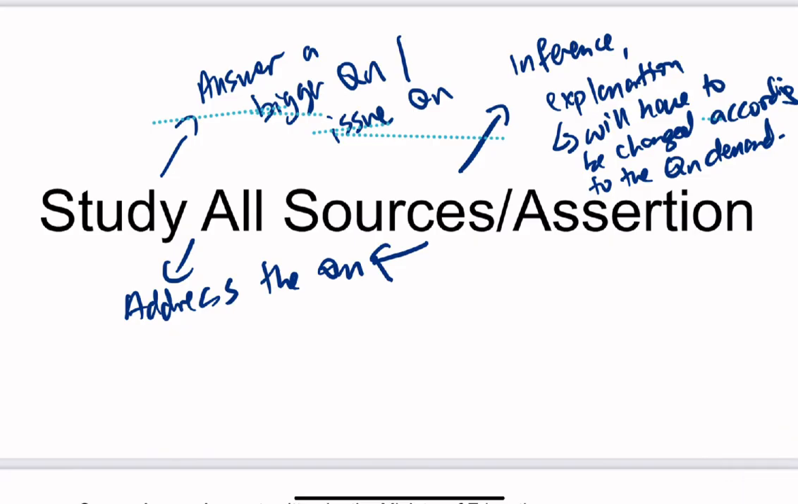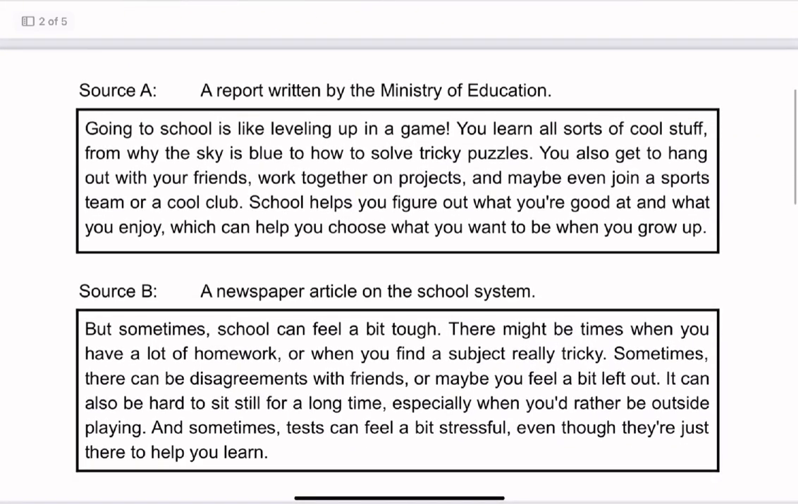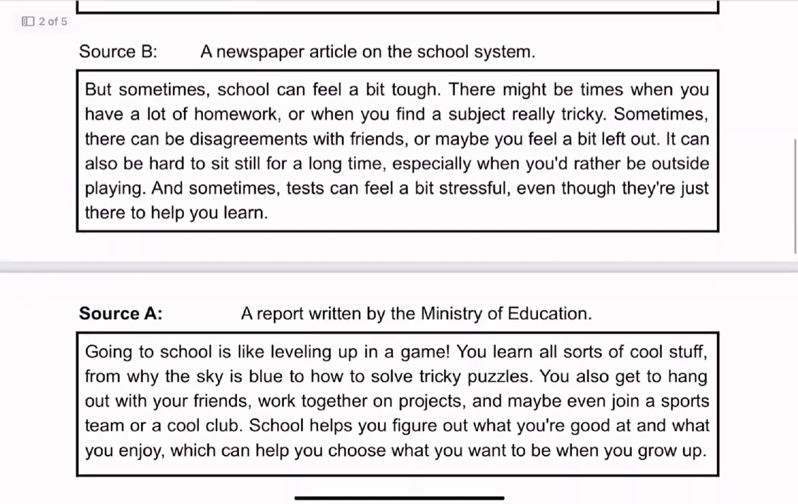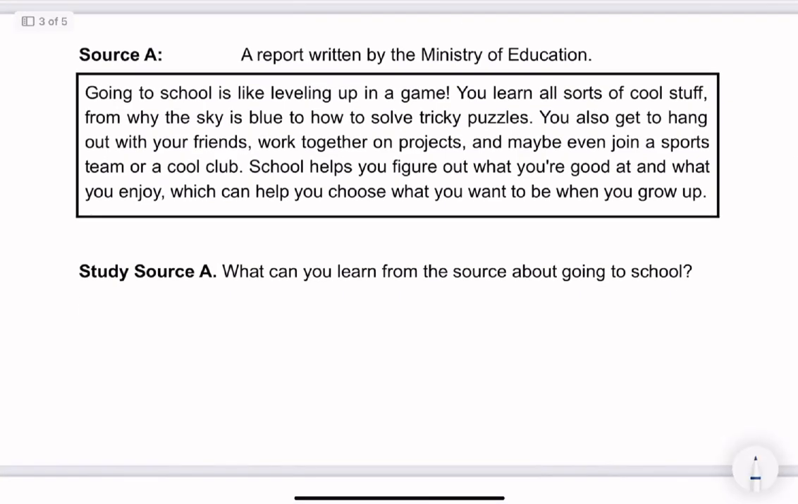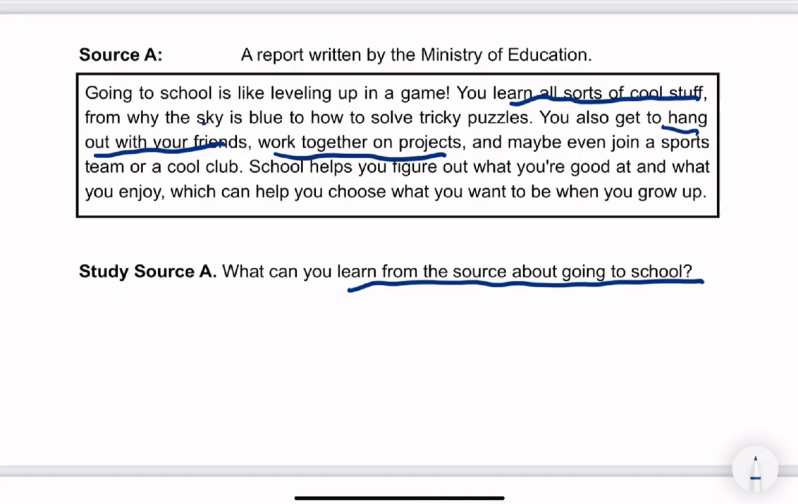Now let's take a look at some examples. This is source A, source B. Let's take a look at source A. If I look at source A for the idea of getting an inference out of it, what can you learn from the source about going to school? We can see here, learn all sorts of cool stuff, you hang out with your friends, work together on projects, and it helps you choose what you want to be when you grow up.